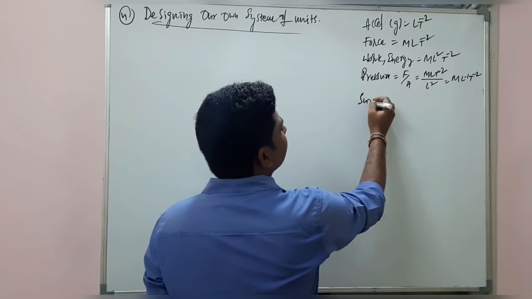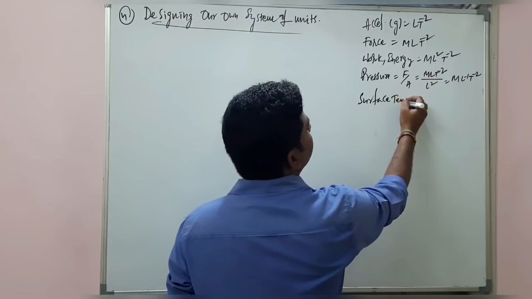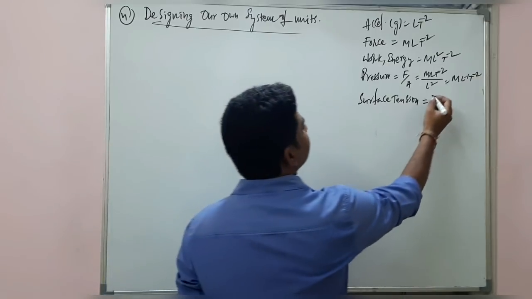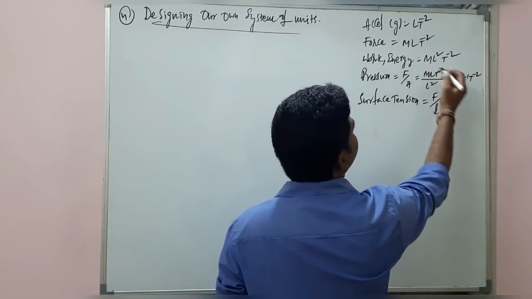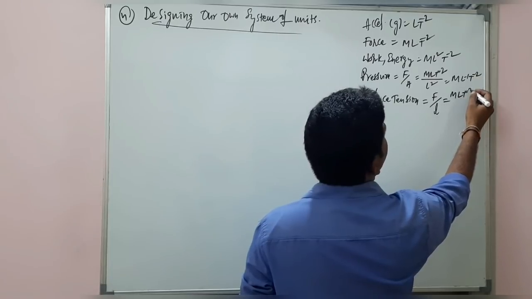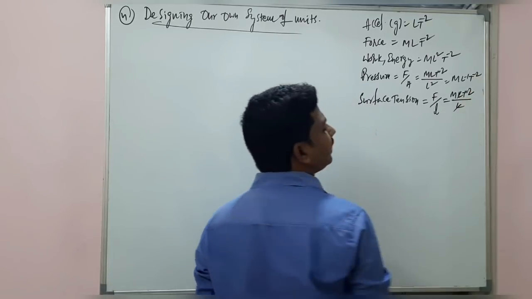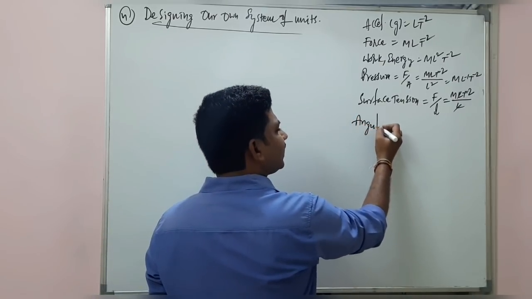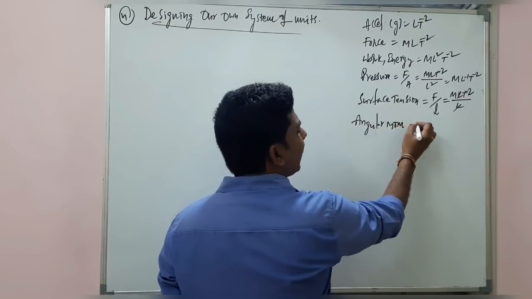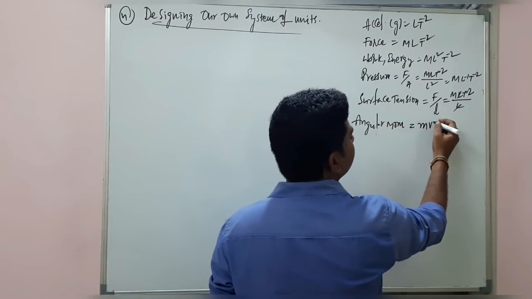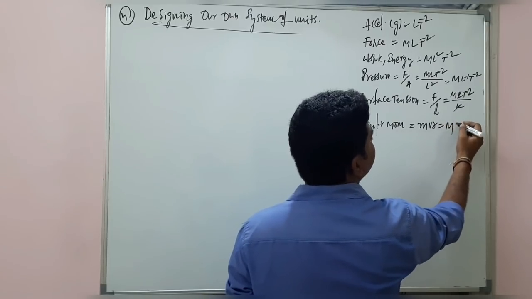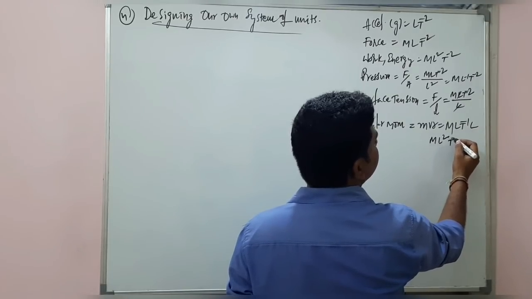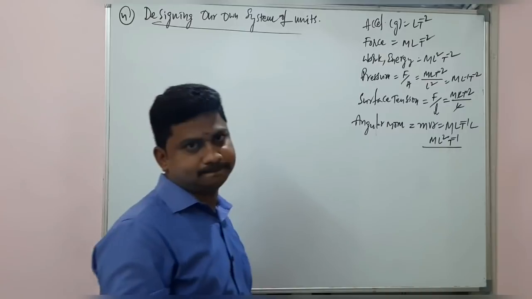Let's take, for example, surface tension. These are the quantities I had introduced previously. Surface tension is force per unit length: MLT^-2 by L, so MT^-2. Let's take the angular momentum. Linear momentum we know. Angular momentum is M into V into R. V is LT^-1, R is L, so ML^2T^-1. So this is the angular momentum.